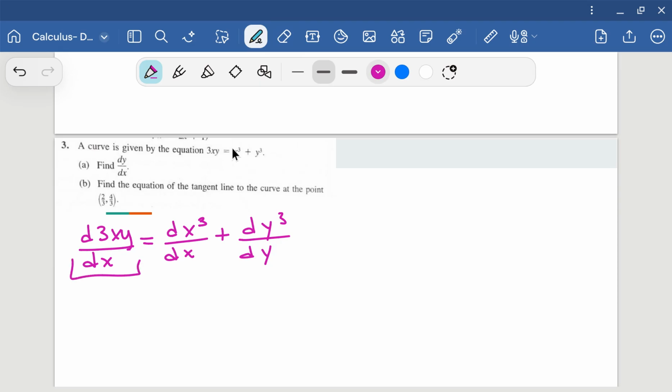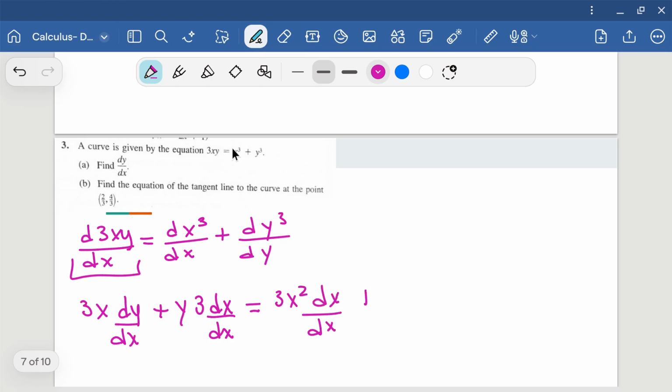Now, this part here, because you have 3x times y, to take the derivative you do have to use the product rule. So taking the derivative, we would start with 3x times the derivative of y, which is just dy over dx. Then we would add on the value of y by itself times the derivative of 3x, which would be 3 times dx over dx. And then that would equal, moving to the other side, the derivative of x cubed, which is 3x squared dx over dx. And we'd add on the derivative of y cubed, which is 3y squared, and then dy over dx.